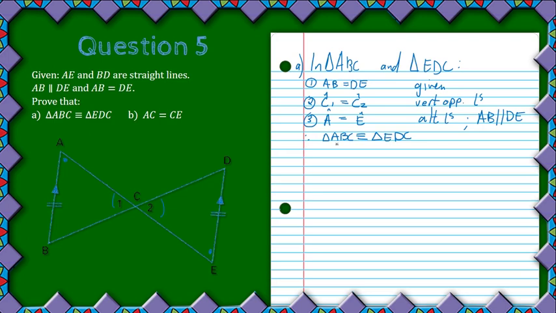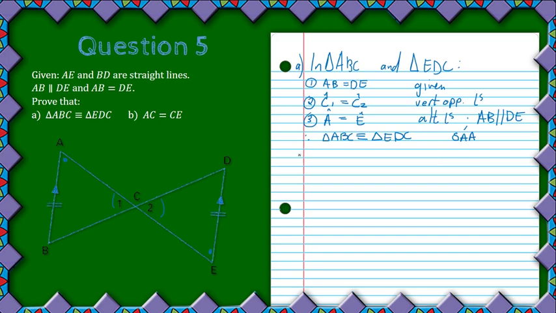Just always make sure that when you write the final statement, that your equal angles are in the right order. So A must be equal to E, B equal to D, and C equal to C. Alright, so my reason, since I have two angles and a side, it's going to be side, angle, angle.